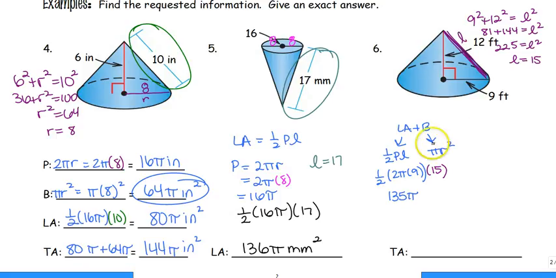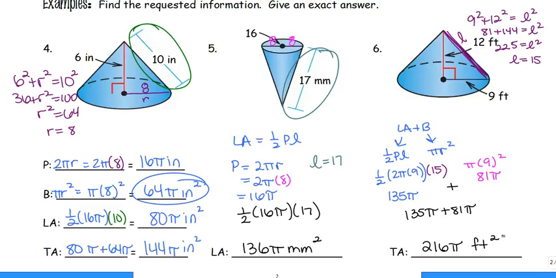Then we have the area of our circle. Pi times our radius squared is going to give us 81 pi. So we add those two pieces together, 135 pi plus 81 pi. Those are like terms, they both have pi's, so the total area is 216 pi feet squared.